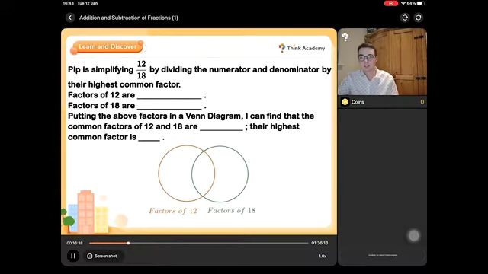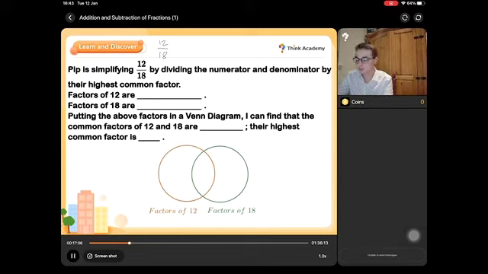Okay, so this is going to build on our knowledge of equivalent fractions, right? Because we're going to start with 12/18 here. But 12/18 has a whole family of equivalent fractions which has the same value. And we often want to find one of those fractions from the family of equivalent fractions which is the nicest one to deal with.